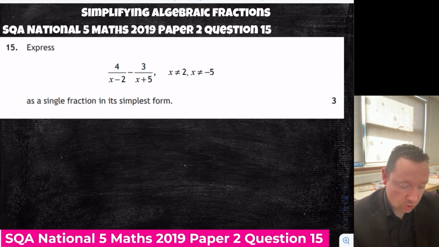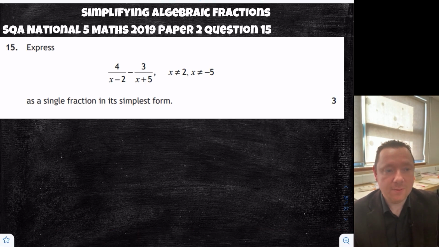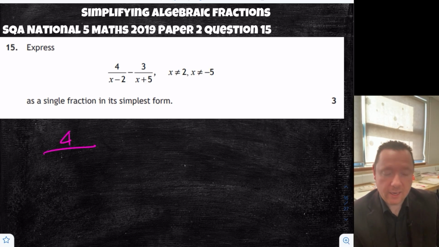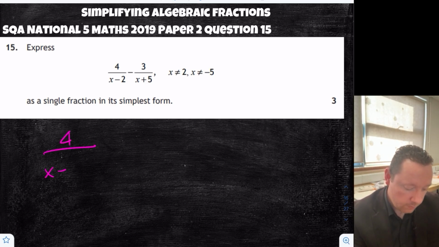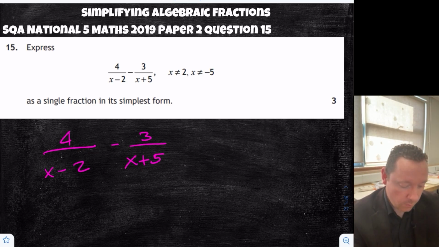Simplifying algebraic fractions, SQA National 5 Maths 2019, Paper 2, Question 15. Express 4 over x minus 2, take away 3 over x plus 5 as a single fraction in its simplest form. So this works exactly the same way as fractions when you're adding them before or taking away. You need a common denominator. Now the easiest way to get a common denominator, especially with algebraic fractions, is times the bottoms together.